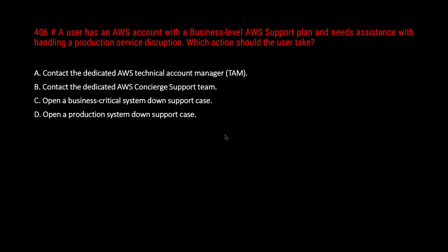A user has an AWS account with a business level AWS support plan and needs assistance with handling a production service disruption. So they are talking about production service disruption. Which action should the user take? Okay. Since it's a production service disruption, it will be a production system down support case. It is not business critical because they didn't have a business critical plan. Instead, it is a production service disruption. Those are two different things. And we are not talking about these two either, because the dedicated concierge support team is available only for the enterprise level. Okay, so when a production service disruption happens, you open a production system down support ticket.